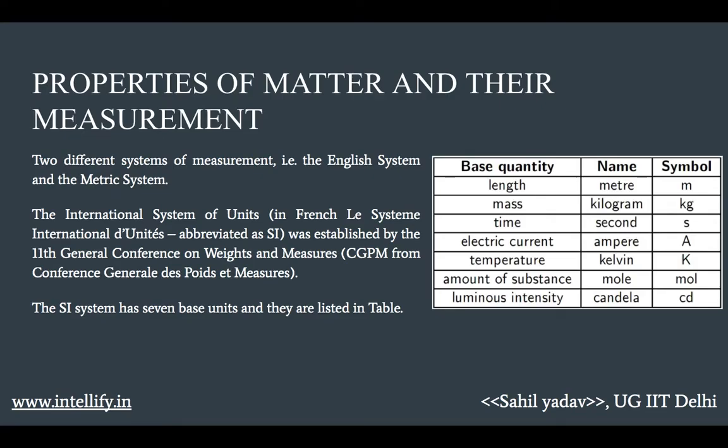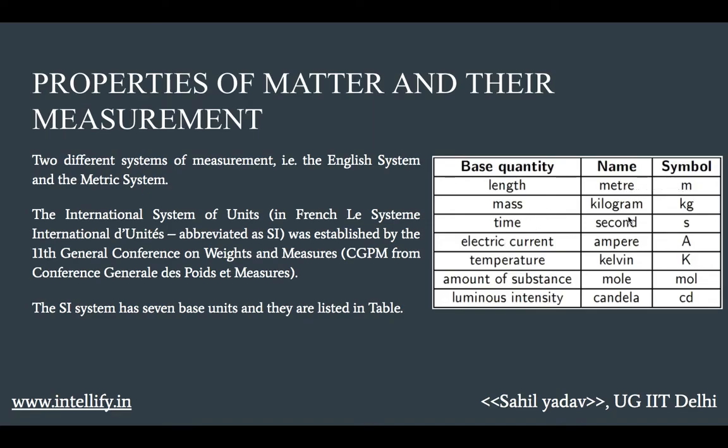This system was established by the 11th General Conference on Weights and Measures, and the SI system has 7 base units, and they are listed in the table over here. That is length and meter. These are the base quantities. These are the names of the SI units, and these are the symbols for the names. So the base quantity over here is length, and the name is meter, symbol is m.